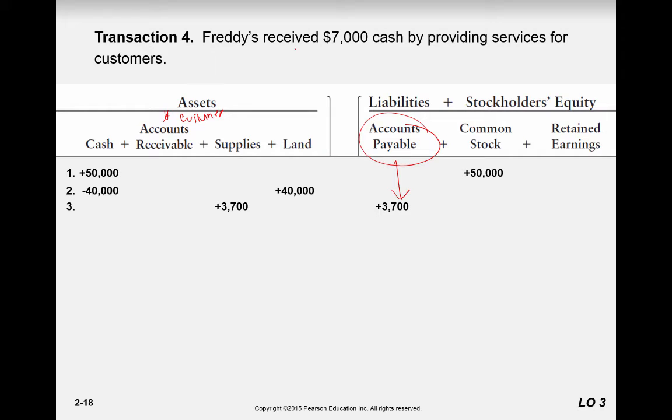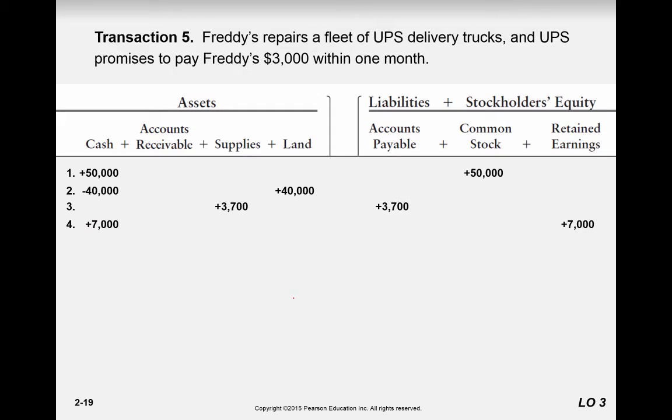Now we received $7,000 in cash because we provided services. So since we received money, our cash increases by $7,000, and so does our equity because it's part of retained earnings, revenues in this case.